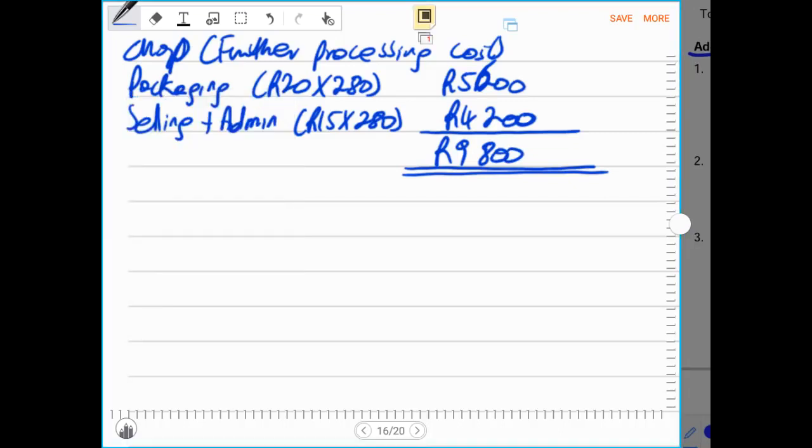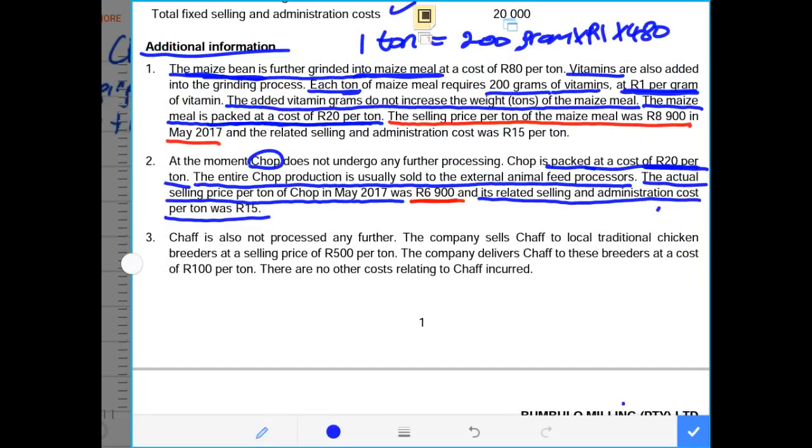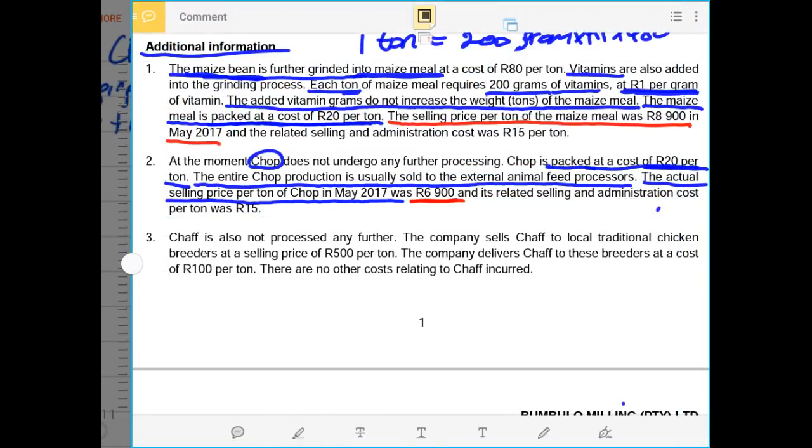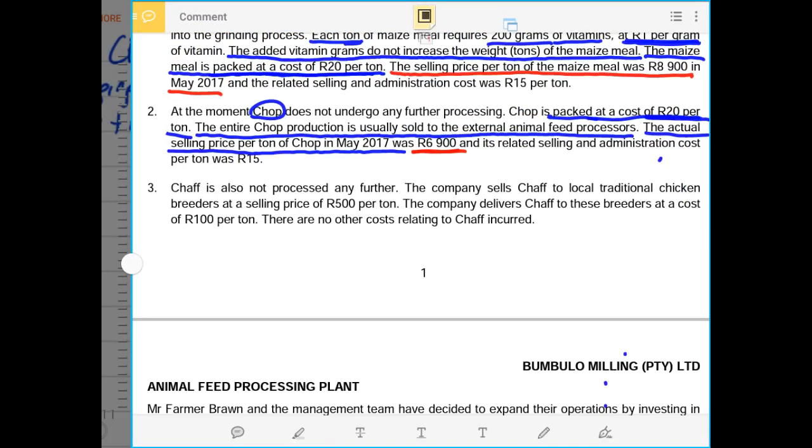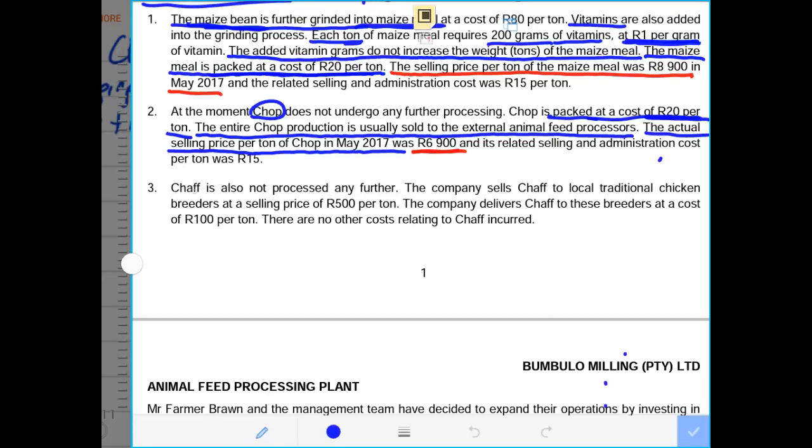So now this is the further processing cost for the product chop. The cost that we incur to package it, we are not processing it further, but we are incurring the packaging cost after the joint cost. Then we go to the third product, which is chaff. They say chaff is also not processed any further.